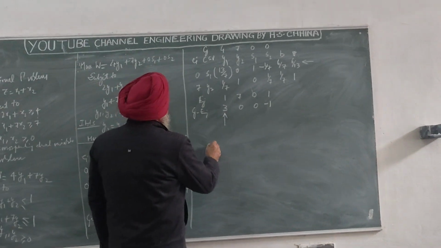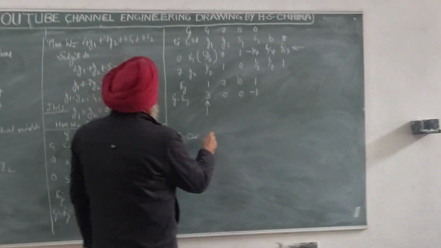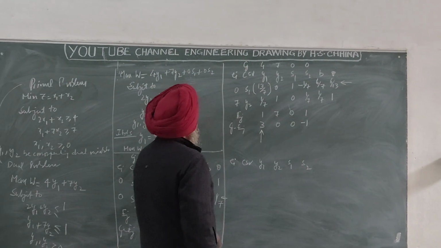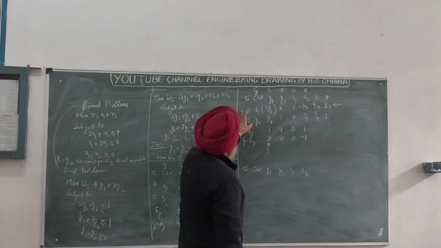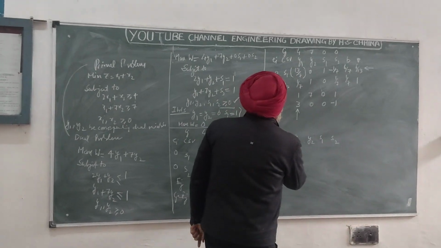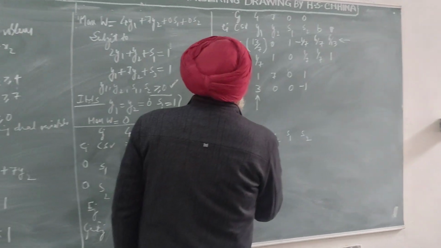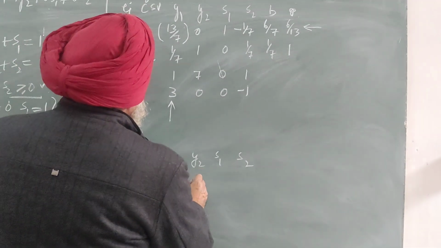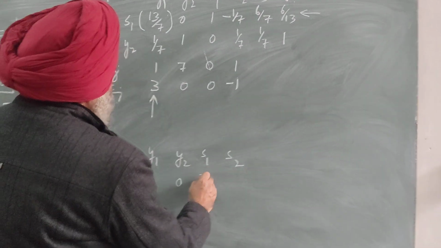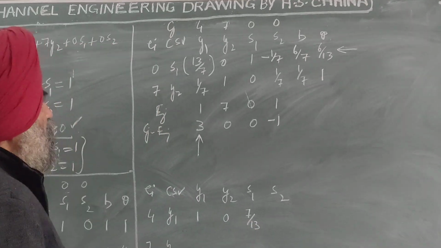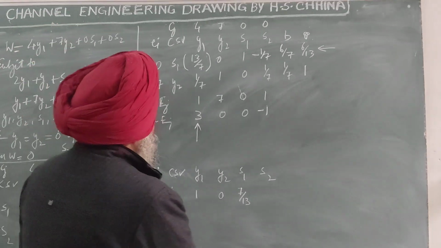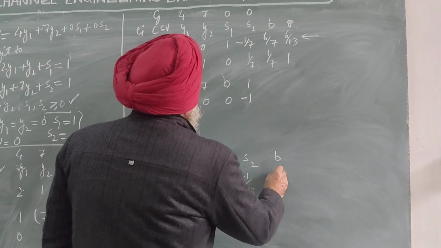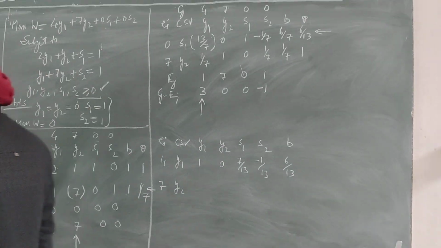So do the iteration again. Most probably we will get the optimum value here. The reason being now S1 is going outside and Y1 is coming inside. Y1 has objective function value 4, Y2 value 7. Clear? This is 1, 0, 7 by 13. When I multiply by 7 by 13, this is S2, this is minus 1 by 13, this is 6 by 13. Anybody having any doubt so far?